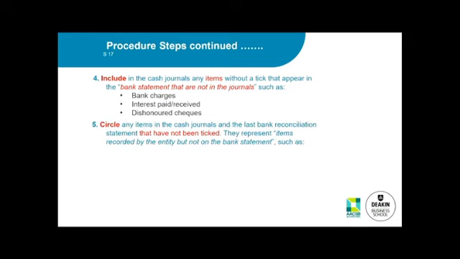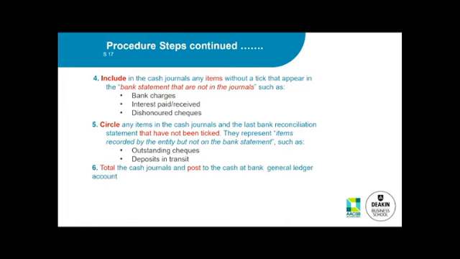Then we need to circle any items in the cash journal as well as the last bank reconciliation statement that have not been ticked, right? So they represent items that are recorded by the entity but not on the bank statement. For example, and we've done that before, outstanding checks, deposits that might be in transit, and any errors that might be there as well. So items that have not been ticked, you have to circle them.